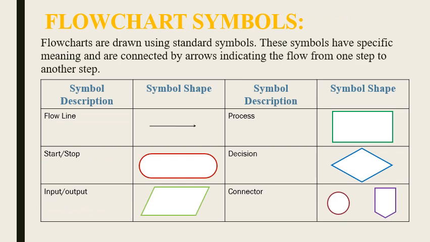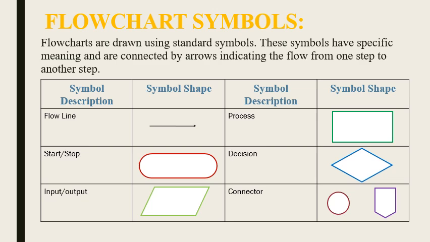These are the symbols of the flowchart. Flowcharts use these symbols. These symbols are fixed for their functions. Flow line. The arrow is used for the flow lines. And the next is the oval shape. Start, stop. This symbol is used for the start and stop purpose.